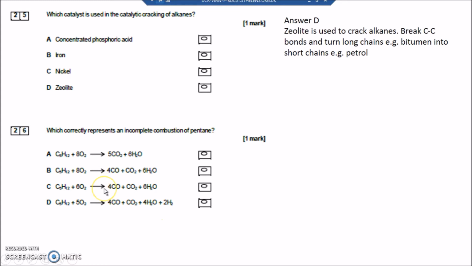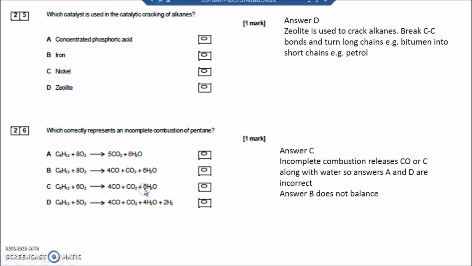So I'm between B and C, and I'm guessing therefore that one of them isn't balanced. Let's have a look at B. C5, 5 carbons, 12 hydrogens, 16 oxygens: 4, 5, 6, add 6 is 12. B doesn't balance in terms of the oxygens. Let's just check that C does. 5 carbons, 12 hydrogens, 6 twos, 12 oxygens: 4 add 2 is 6, 6 add 6 is 12. The answer is C.